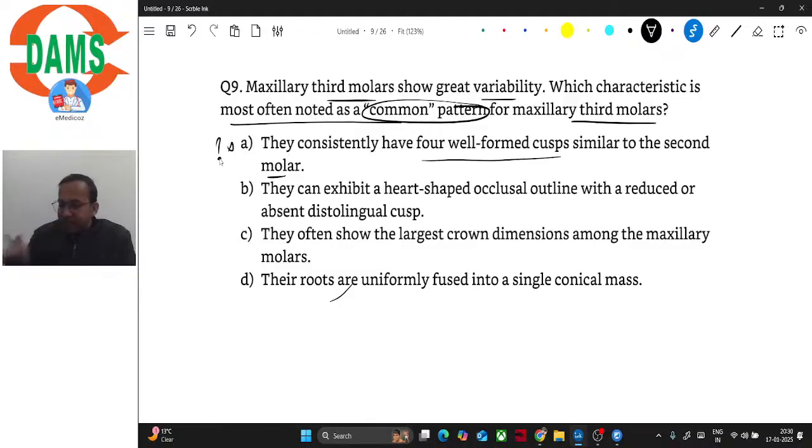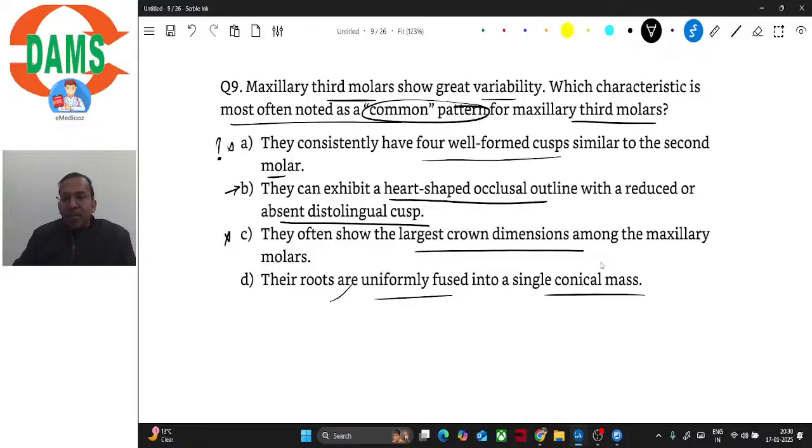So let's put a question now. They can exhibit a heart-shaped occlusal outline with a reduced or absent distolingual cusp. Yes, this is a more common anatomy. They often show the largest crown dimension among the maxillary molars. This is absolutely incorrect. The largest crown dimension would be that of first molar, isn't it? From there, the size of the crown gradually decreases from first to second to third. Their roots are uniformly fused into a single component. They have the greatest tendency for fusion of the roots because the roots are most converging, but they are not always fused. They have the highest chance of fusion, right? So again, this is incorrect.